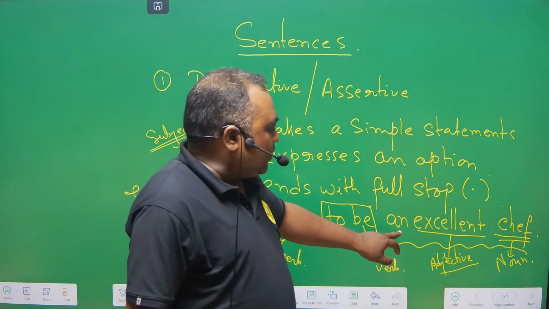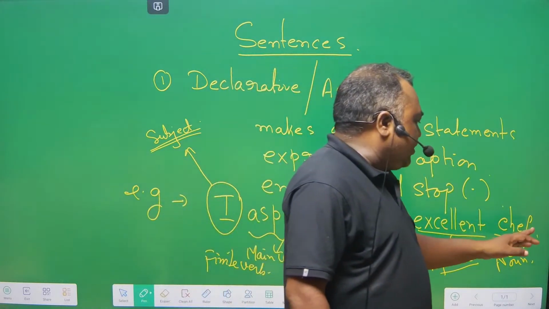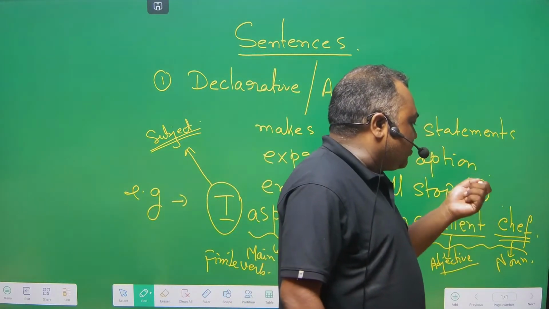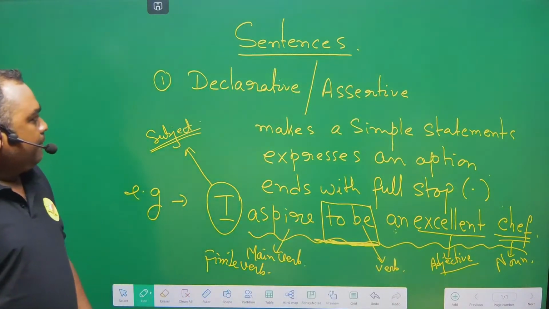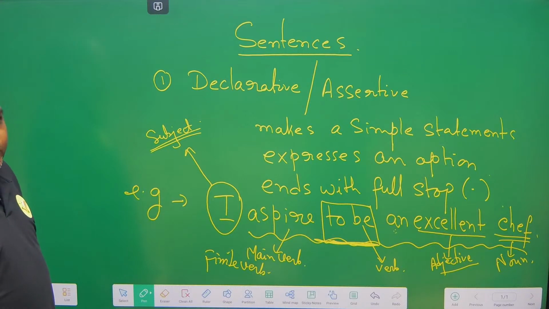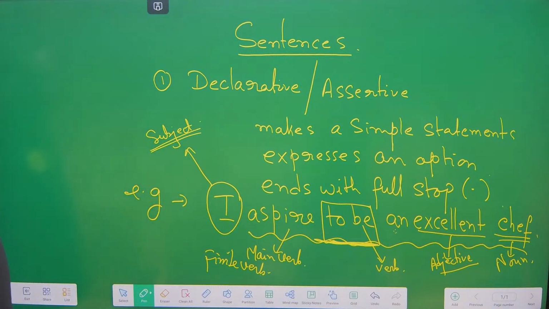An, this one is an article, and excellent is an adjective, and chef is a noun. So this sentence is an example of a declarative sentence. I hope all of you understood it. So, declarative sentence.